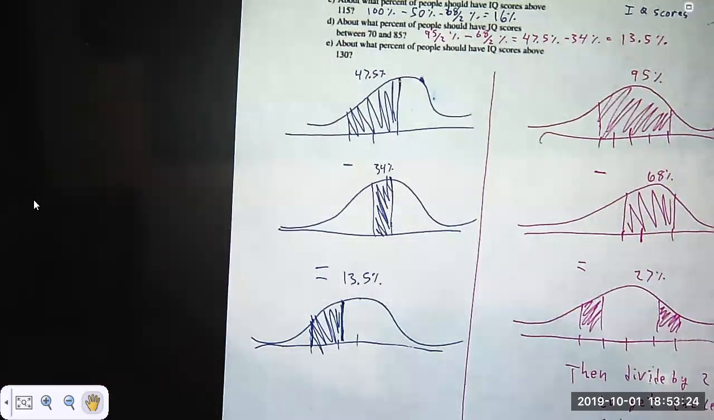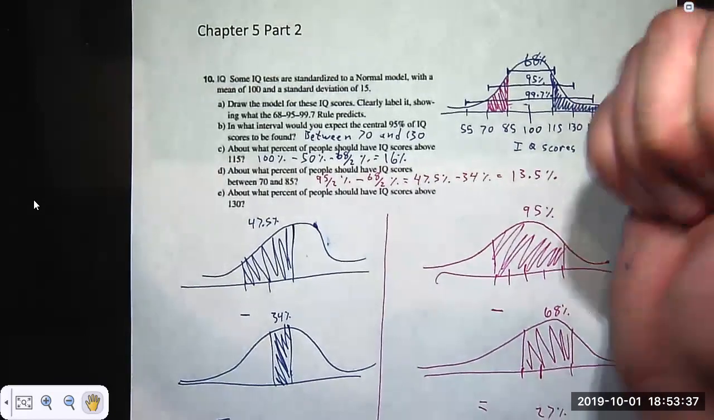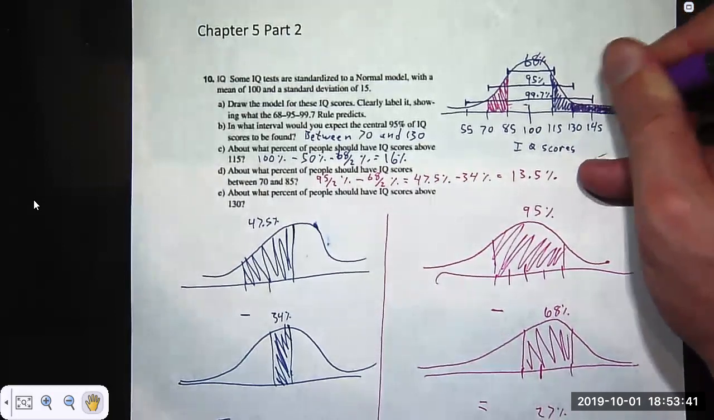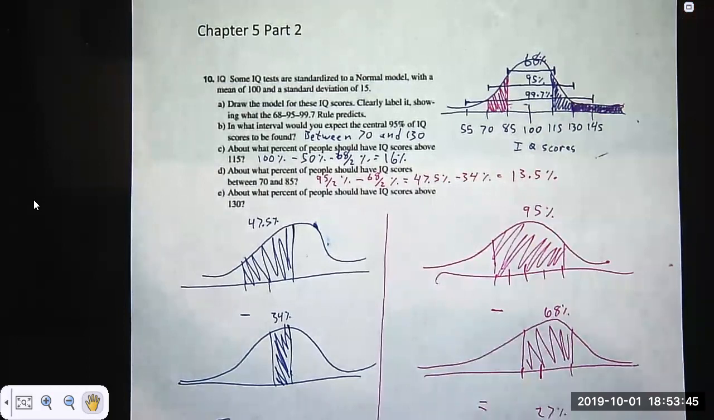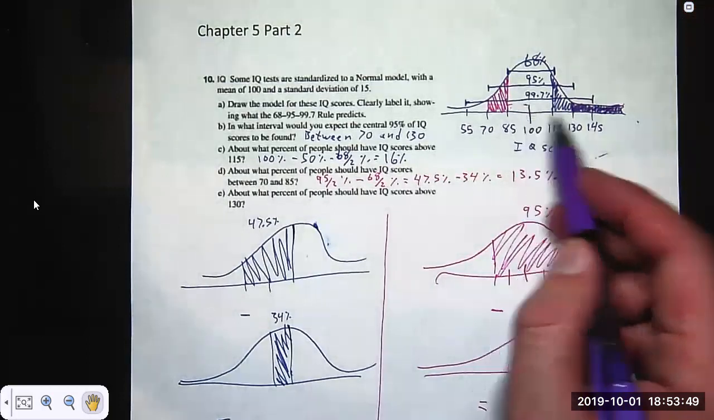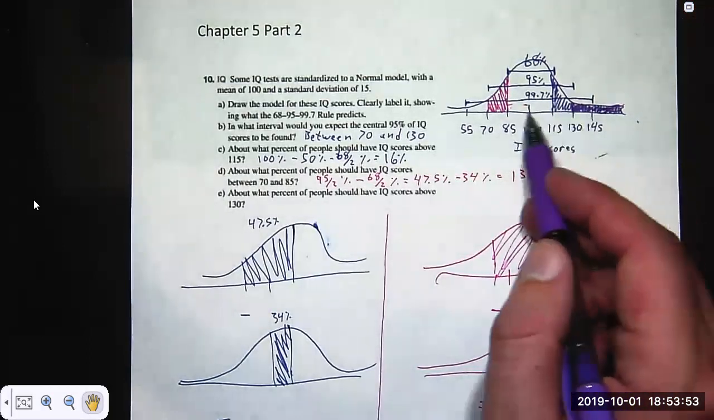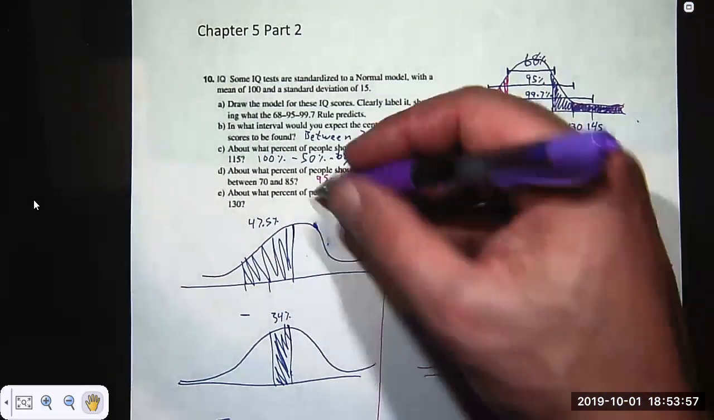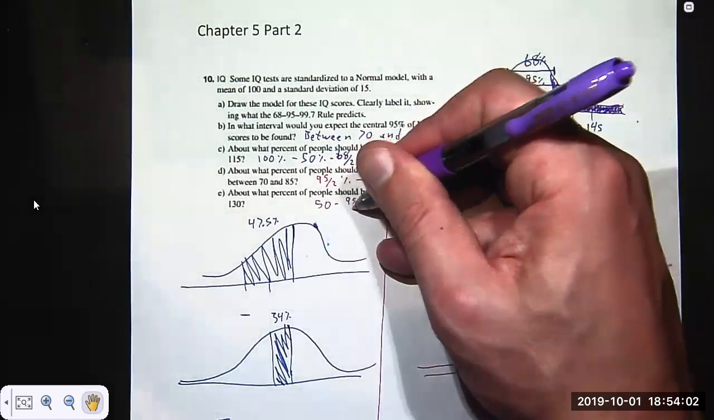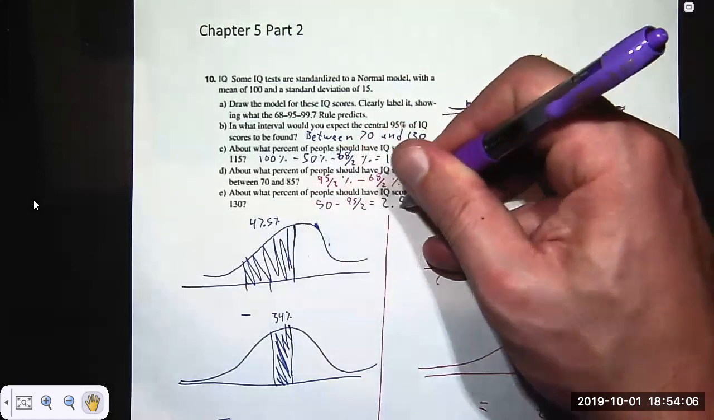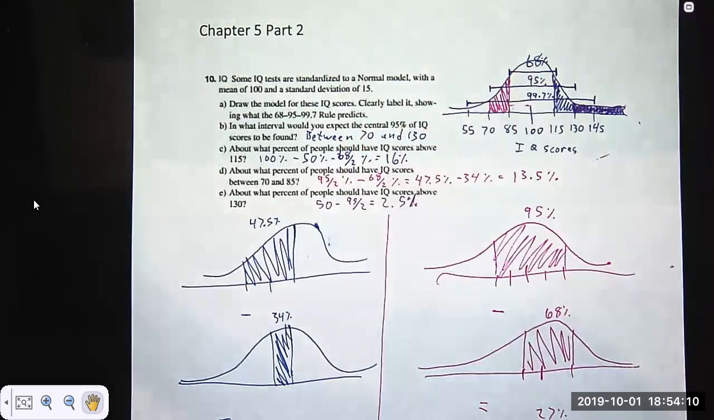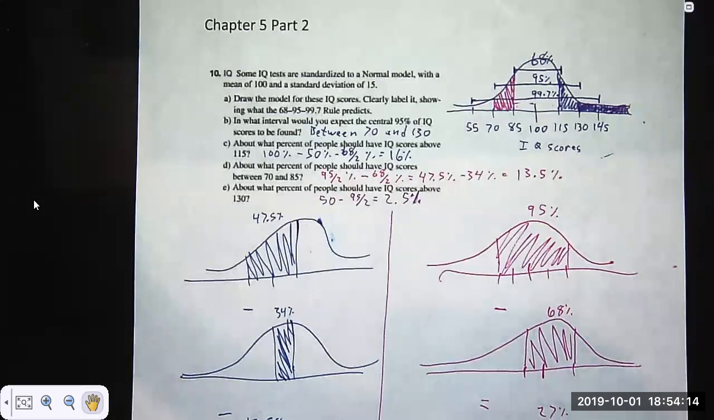All right, let's do the last one. About what percent of people should have IQ scores above 130? So with that, let's go back to up here. It's this little spot right there. And you would subtract off this from 50%, is how I would do it. So subtract off 95 over 2 from 50%, the entire right half. So 50 minus 95 over 2 equals 2.5%. Right there. All right, cool. Any questions on that? Do you want me to go over that a little slower? The last one there?